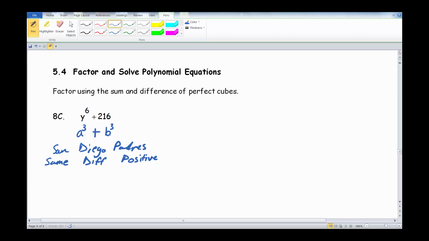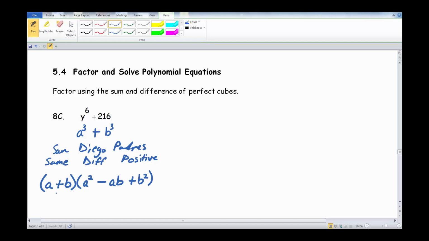Now, how this a cubed plus b cubed breaks down in terms of the two factors is a, looking at the same sign, because it's positive, we're going to go with positive: a plus b, times a squared. Here comes in the different sign. Because we're positive, we're going to change that now to negative: a times b. And then for the final sign, positive, our b squared. So if we're trying to factor the sum of two cubes, it's always going to follow this form. Again, San Diego Padres to help you remember the signs.